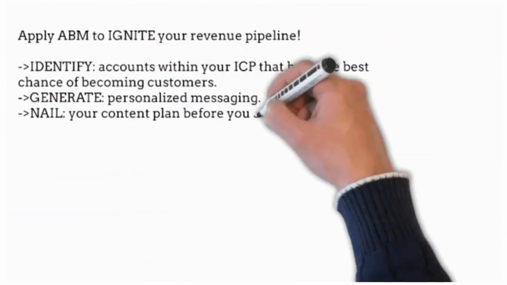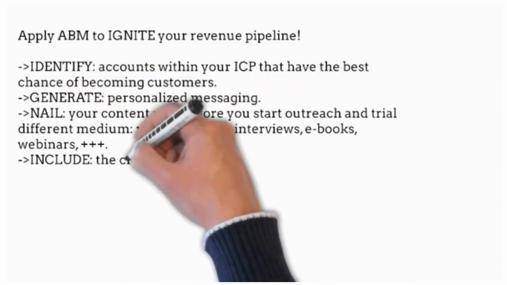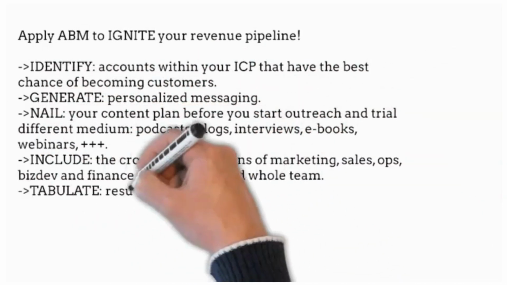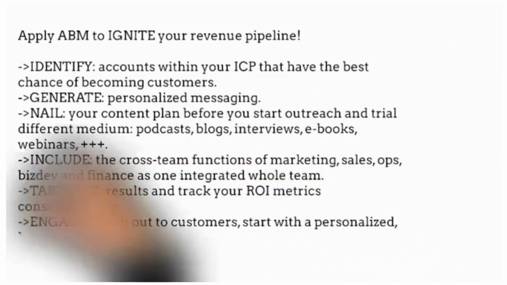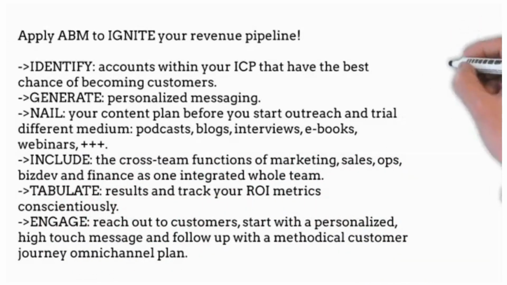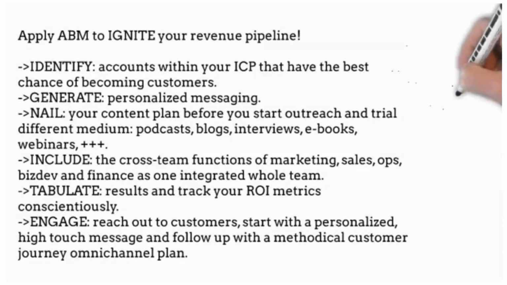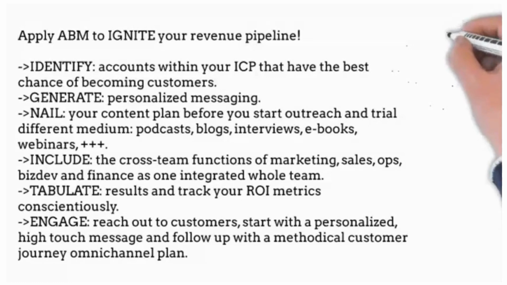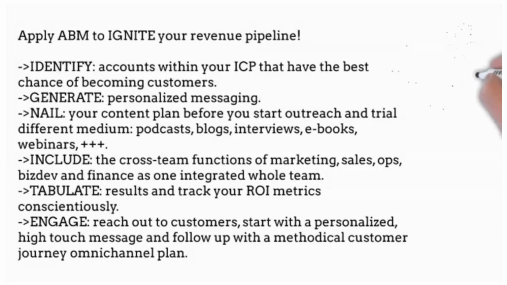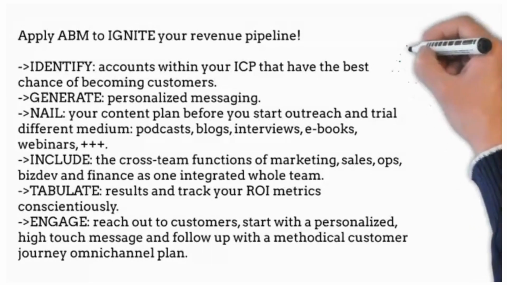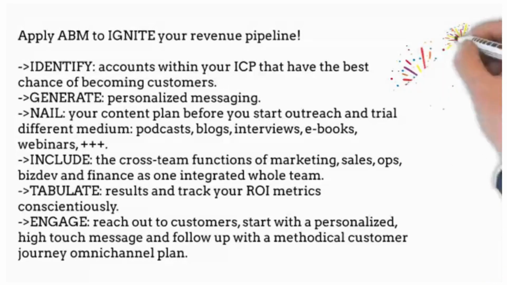Okay, with that, we're going to close out ABM 5, Step 5, Outreach. And remember, with ABM, you want to apply IGNITE to your revenue pipeline. I, for IGNITE, is identify the accounts within your ICP that have the best chance of becoming customers. G, generate that personalized messaging. N, nail your content plan before you begin outreach and trial different media: podcasts, blogs, interviews, ebooks, and webinars.